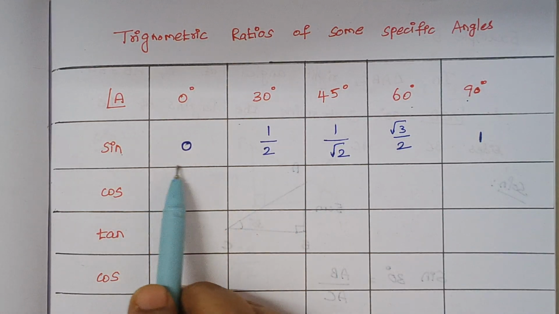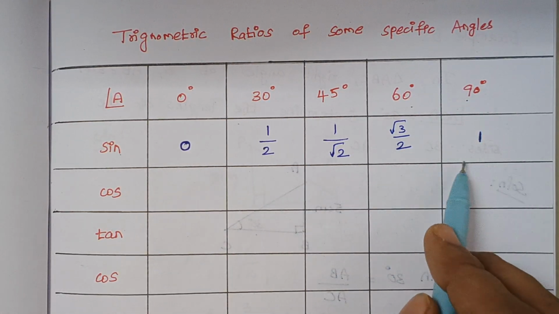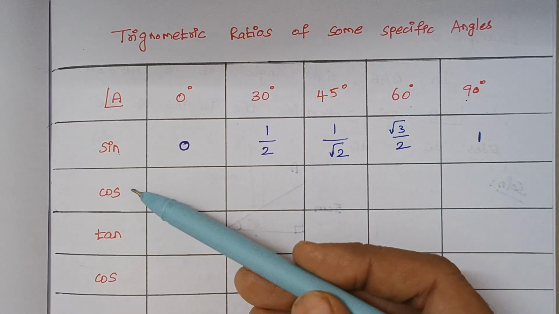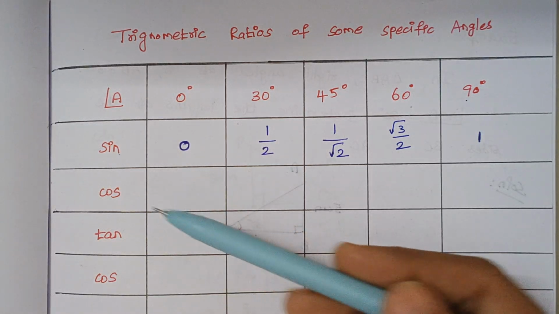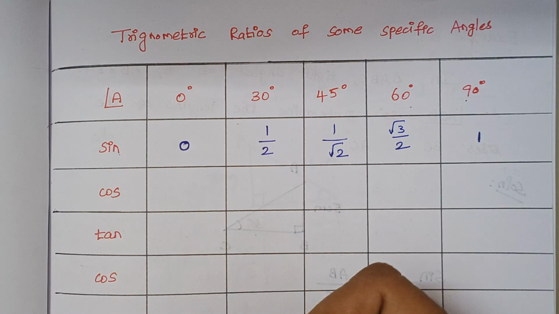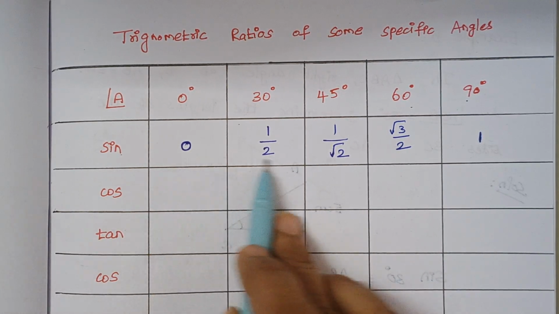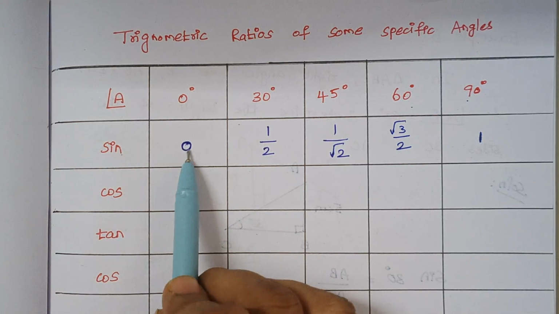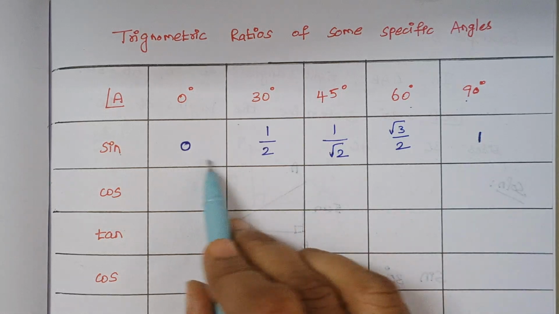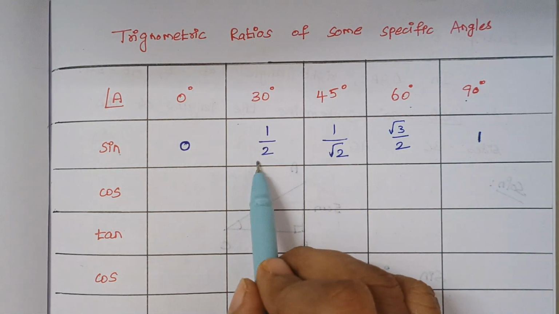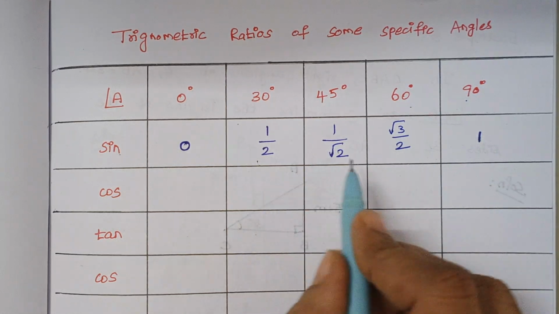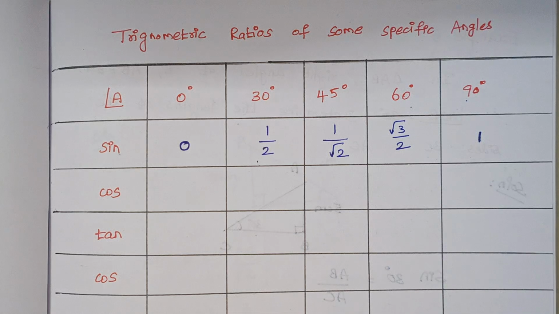You should be familiar with these values. Once you are familiar with this first column, then it is very easy for you to calculate the values for the remaining angles, right? So it is in ascending order. The first thing is sine 0 is 0 and sine 90 is 1. It is easy, right? So, remaining, you have to remember these three values perfectly. That's the thing: 1 by 2, 1 by root 2 and root 3 by 2.